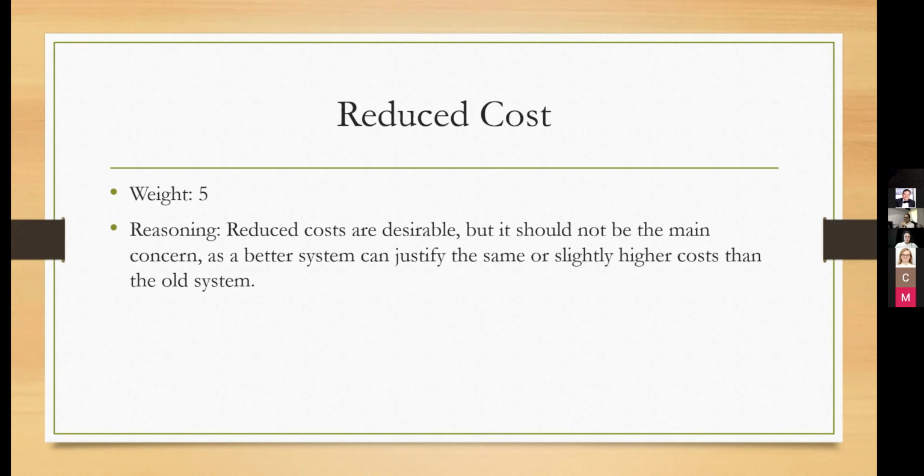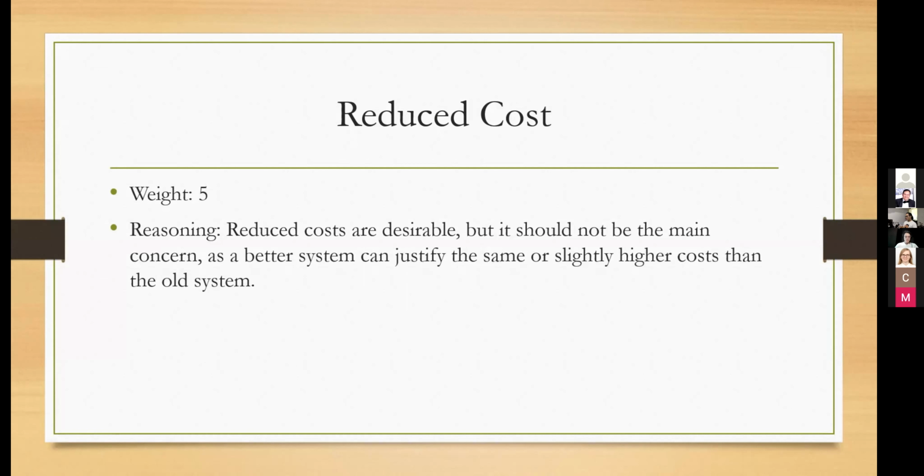Now we will discuss the reduced cost, and we were not sure about the weight, and because of that we went with the middle with a weight of 5, because of course reduced cost is always desirable. But it should not be the main concern, because maybe if we increase the cost for the system, we have just better system quality, and maybe it brings us benefits. So it might be viable to accept an increase in cost if that has other benefits.